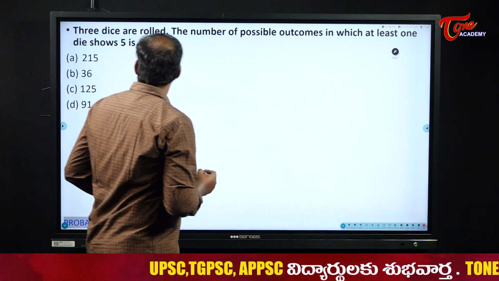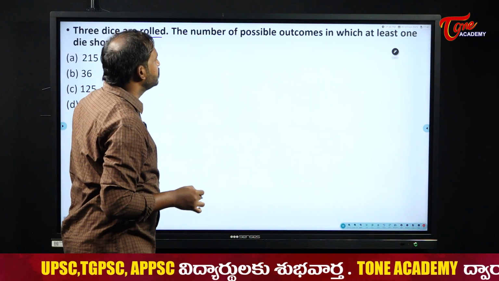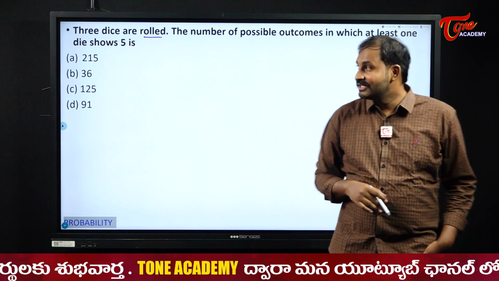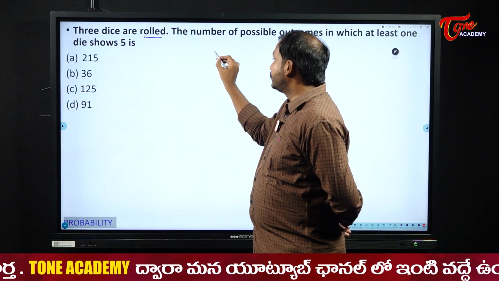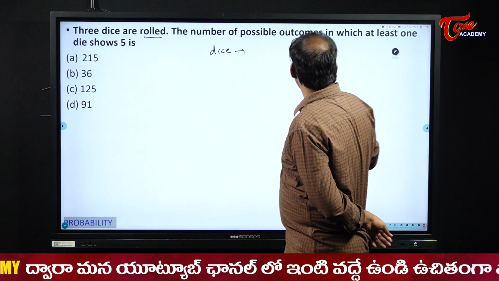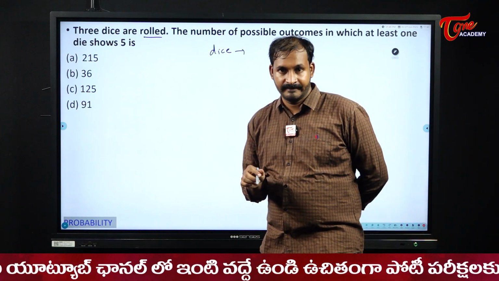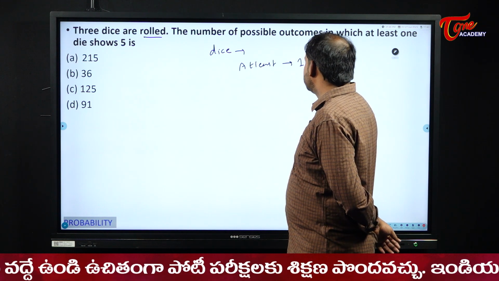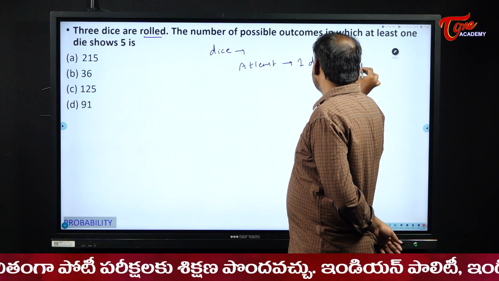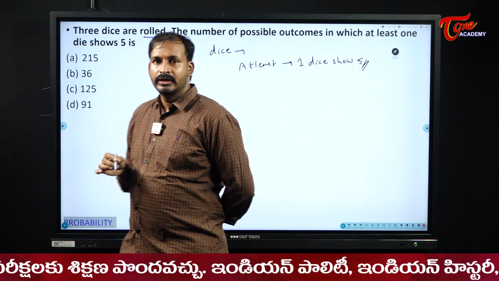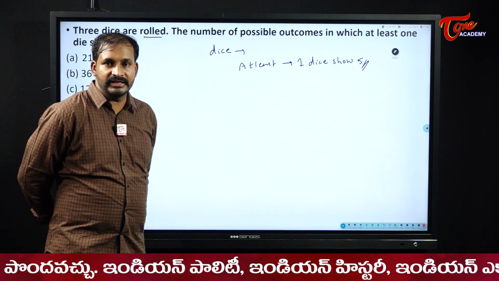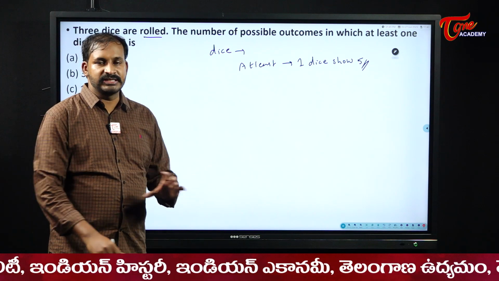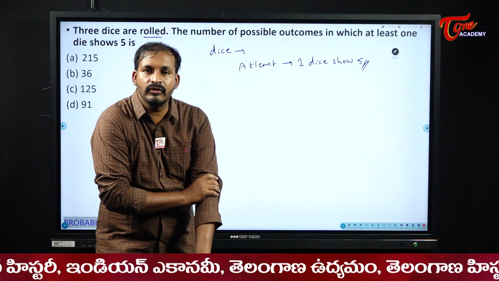Next one. 3 dice are rolled. The number of possible outcomes in which at least one dice shows 5 is? Now see here, 3 dice are rolled and we need at least one dice to show 5. Now tell me, students, how are we going to do it? If we go with this direct logic, is it practically possible for us to get this value? Yes, it is possible, sir, but it takes a lot of time. Then how are we going to solve this one?